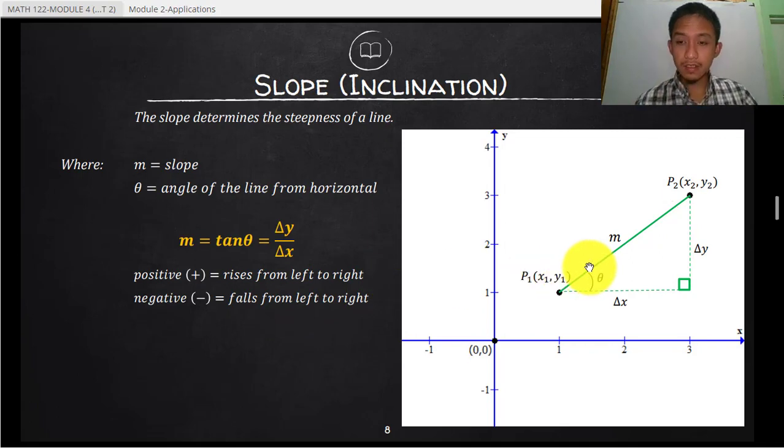Okay, so how do we end up with a positive and negative? Let's say I will start from P1. Okay, I will start from P1 here.